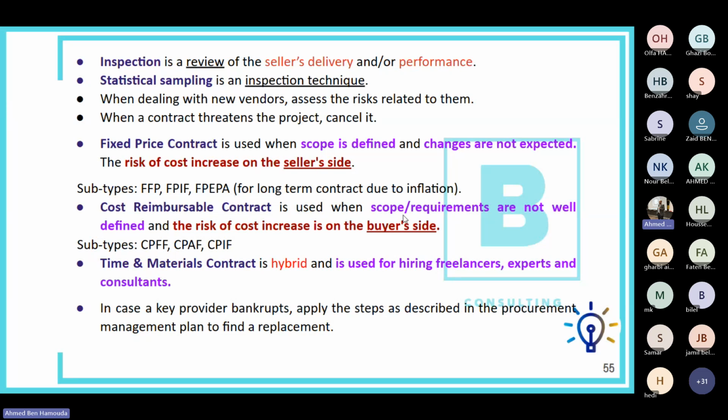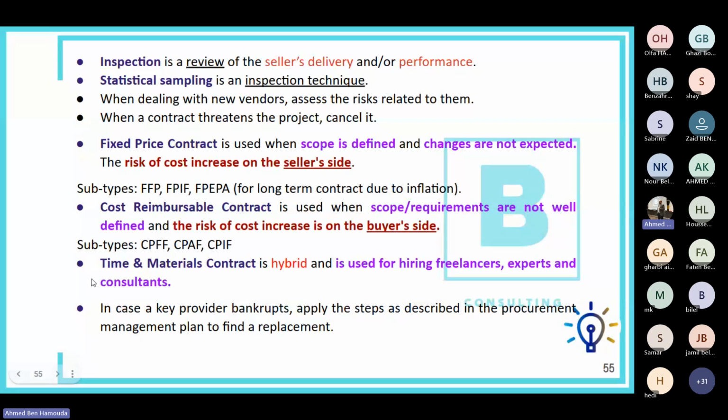The second type of contracts is the cost reimbursable contracts, which are used when the scope or the requirements are not well defined. And usually the risk of cost increase is on the buyer's side because the scope is not fixed, so the cost is not fixed, or the price is not fixed. So actually the buyer might pay more than they expected. And it's got a few subtypes such as cost plus fixed fee, cost plus incentive fee, and cost plus award fee. And these two ones are kind of similar.